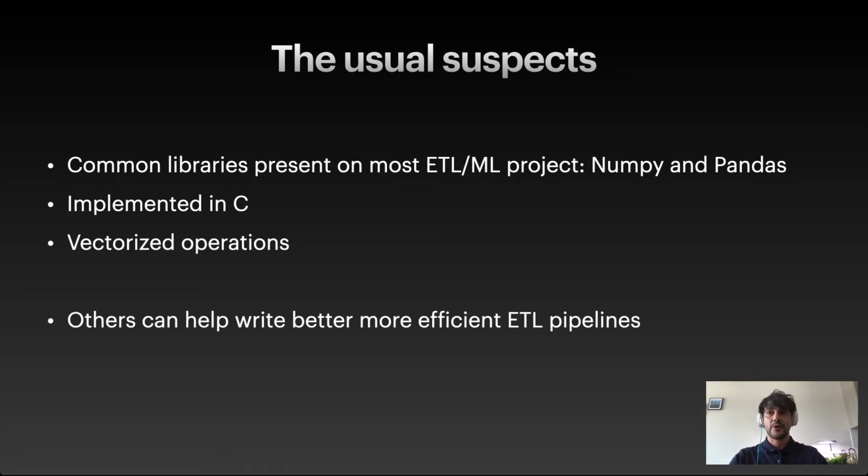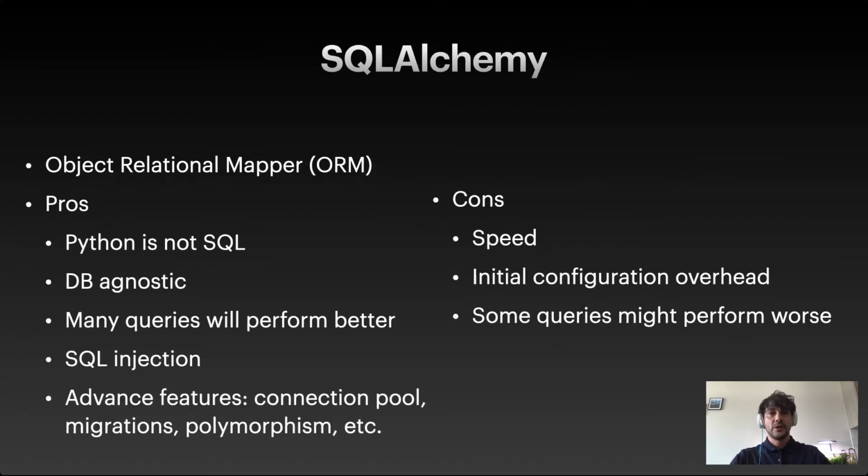But as I said, there are other libraries that can help you write better, more efficient ETL pipelines. And let's check a few of them. So the first one is a bit of controversy here. It's SQL Alchemy. It's an object relational mapper, an ORM, which basically allows you to map Python objects into database objects or database tables, right?